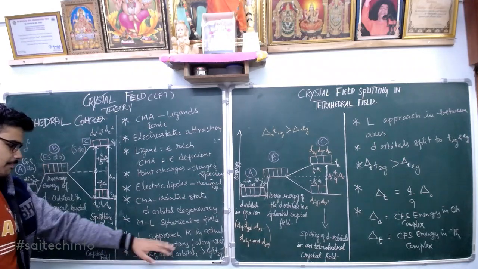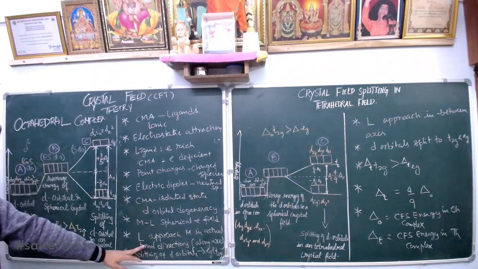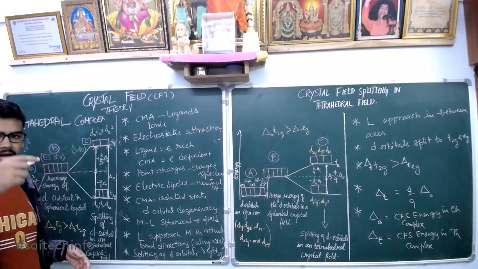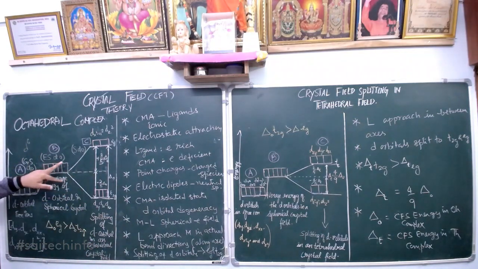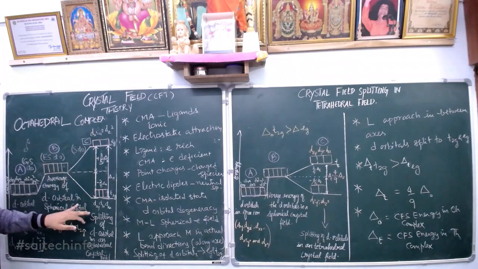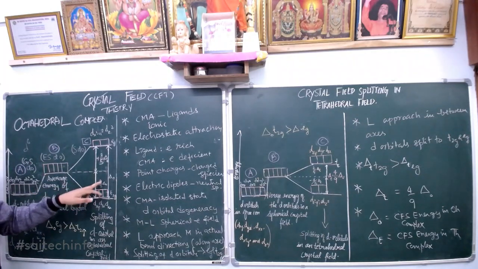Then when the ligands approach the central metal atom along the bond axis, the splitting of the d orbitals, that is the degenerate orbitals, takes place. The d orbitals along the axis, dx square minus y square and dz square, get to an even more excited state, that is plus 3 by 5 del naught. Del naught is the crystal field splitting energy in an octahedral complex. And the d orbitals spread in between the axes occupy the lower energy, that is minus 2 by 5 del naught.